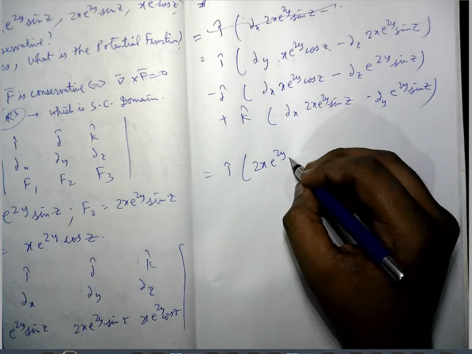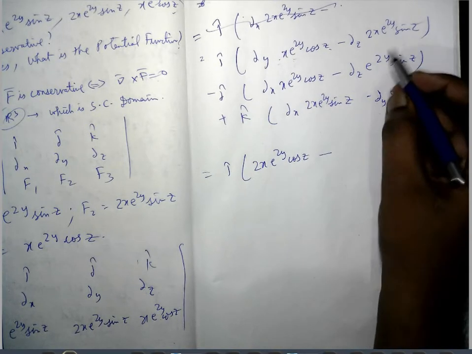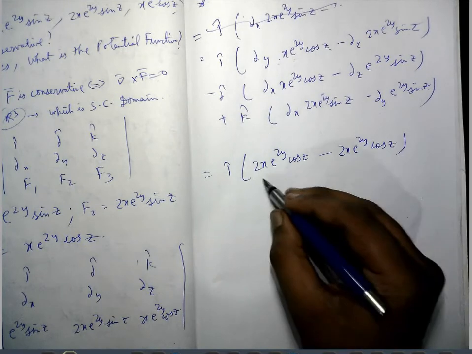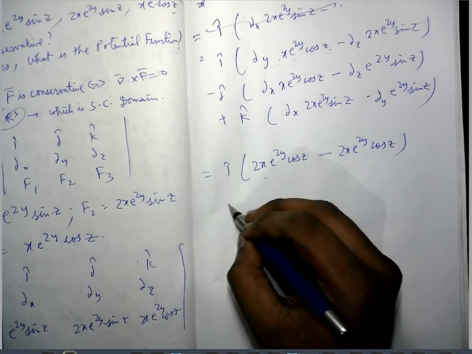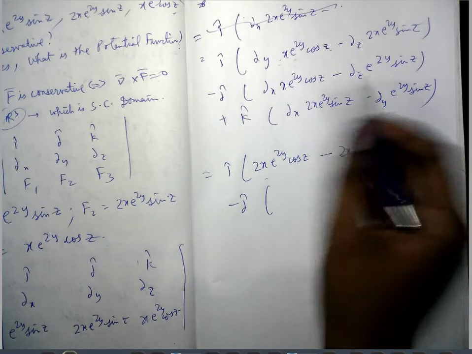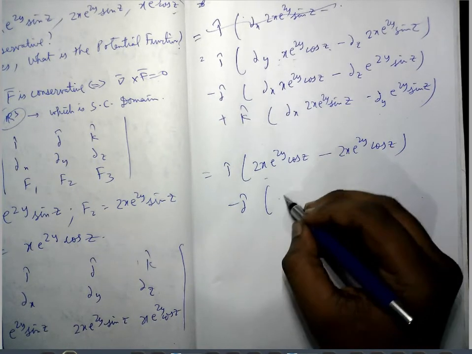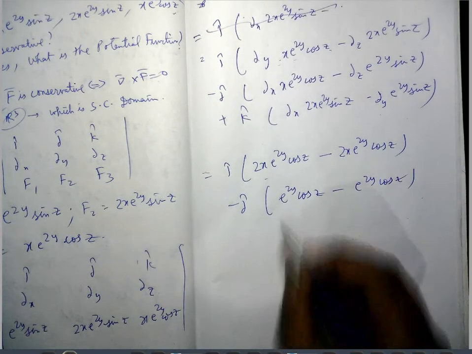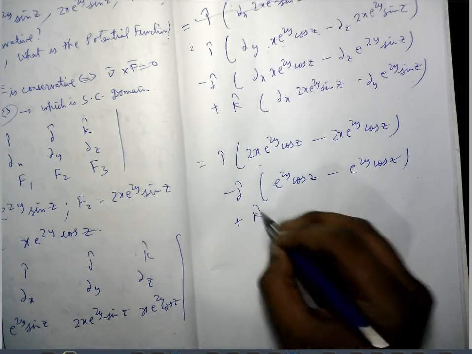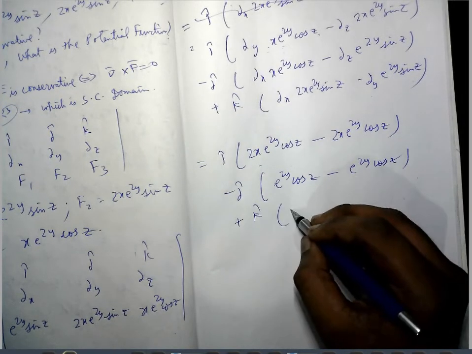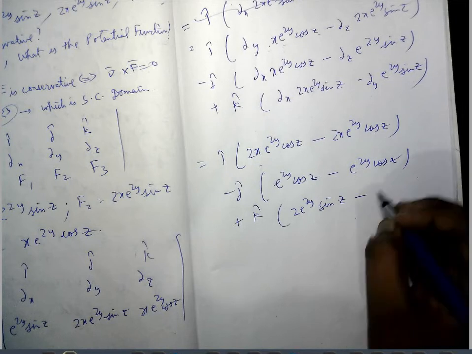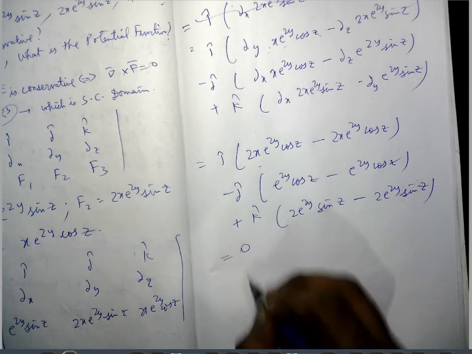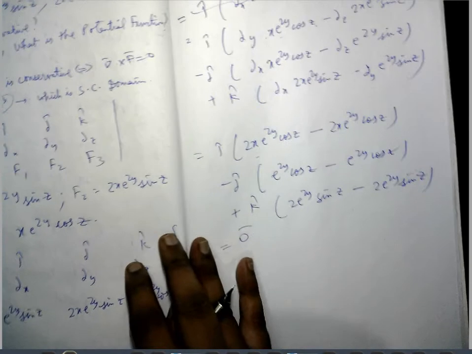So clearly the i cap component is 0, minus j cap, and again you do the same thing, so we'll have e to the power 2y cos z minus e to the power 2y cos z. As you can see, the j cap component is also 0, plus k cap, this is 2 e to the power 2y sin z minus 2 e to the power 2y sin z, and similarly the k cap component is also 0, so the vector is totally equal to 0. So that means the curl of f is equal to 0. So that means f is a conservative vector field.